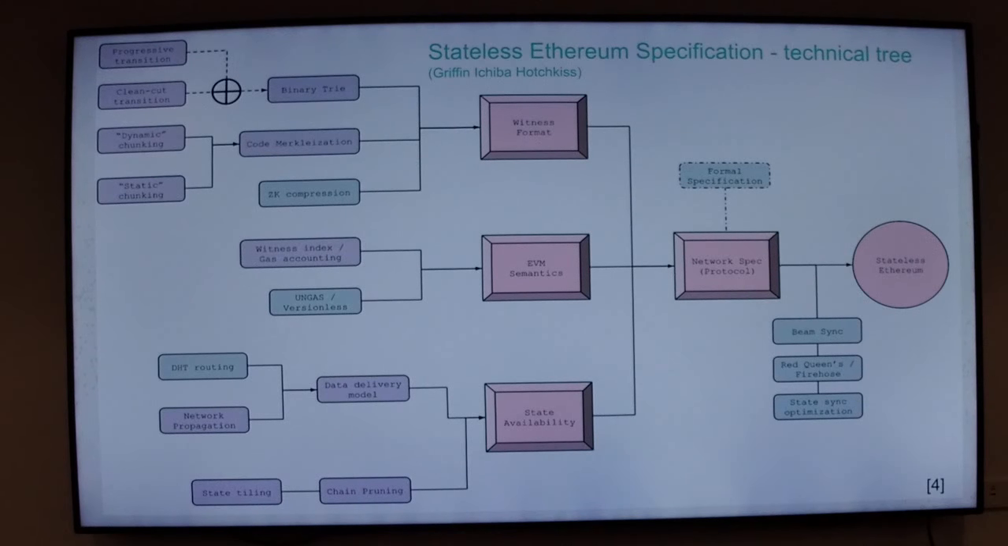So he visualized these key milestones that we've got for the formal specification of stateless. The key milestones we need to really bed down are the witness format, the EVM semantics, and the state availability. And those three together will give us the network specification and then we'll have stateless Ethereum.